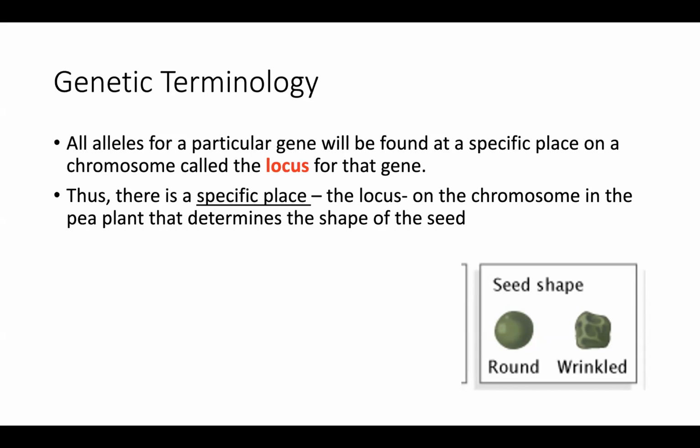So Gregor Mendel is conducting these experiments. He's crossing these pea plants. He's doing some breeding. He is doing the first one to examine seed shape. There's a specific place in the genome of this pea plant where we can find the gene that determines the shape of this seed. Are we all clear about this term locus? What is a locus? It's the place on the chromosome where this gene can be found.